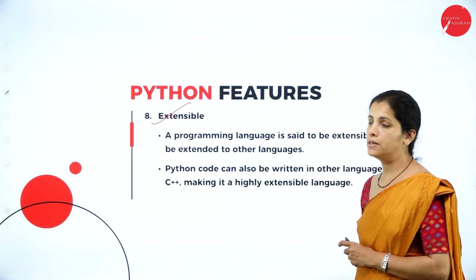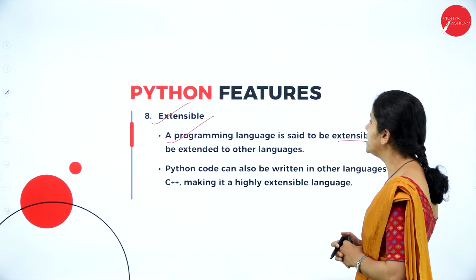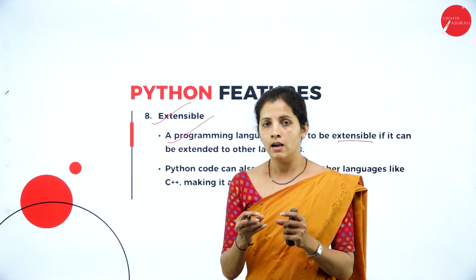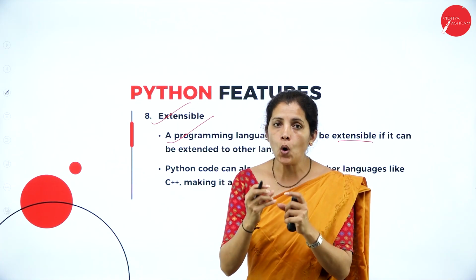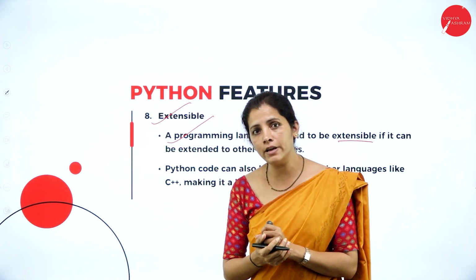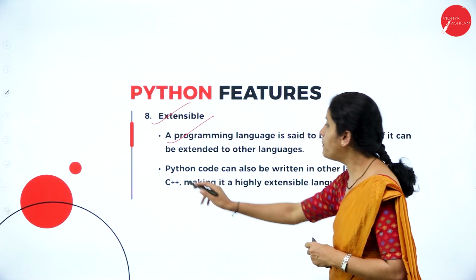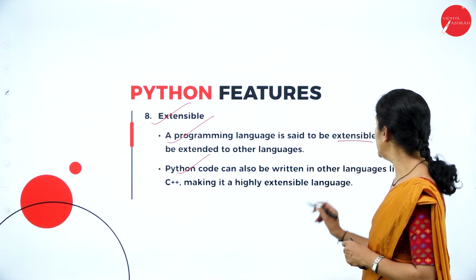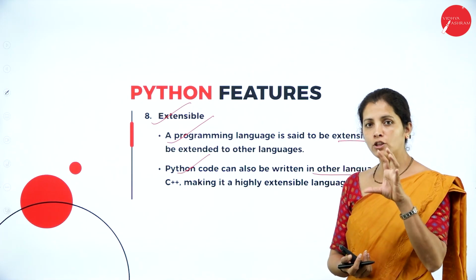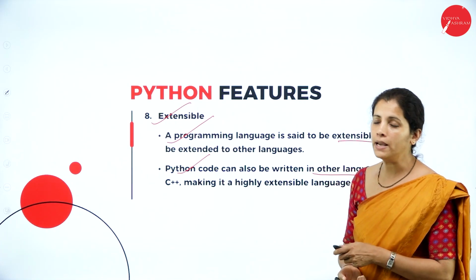So what is extensible here? A programming language is said to be extensible if it can be extended to other programming languages. If I am able to extend the code to some other programming language, then it is called an extensible programming language. So Python can be extended to other programming languages. So Python code can also be written in other programming languages like C++. So it is called an extensible programming language.